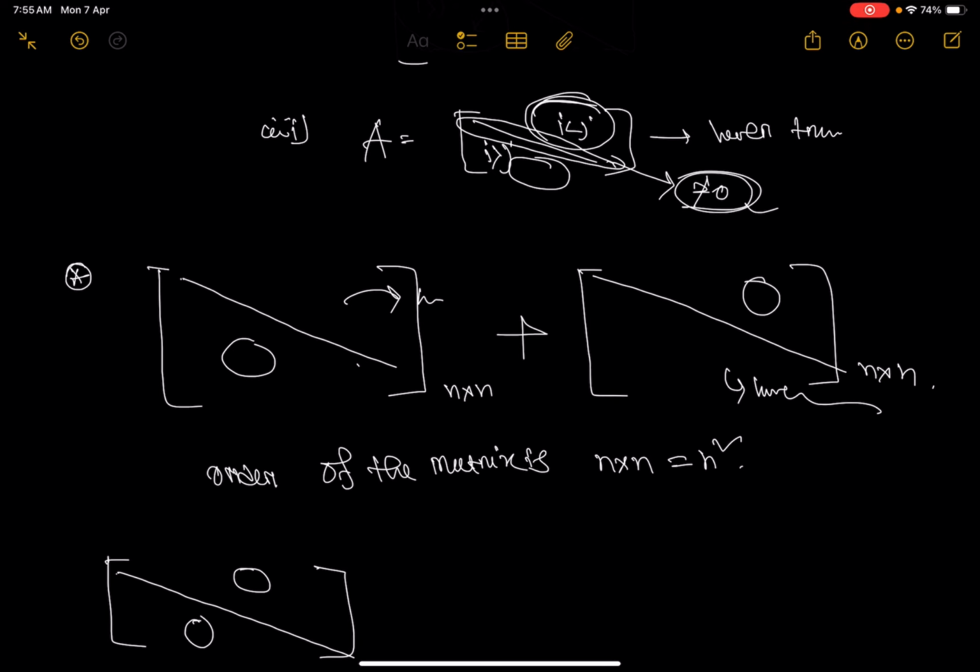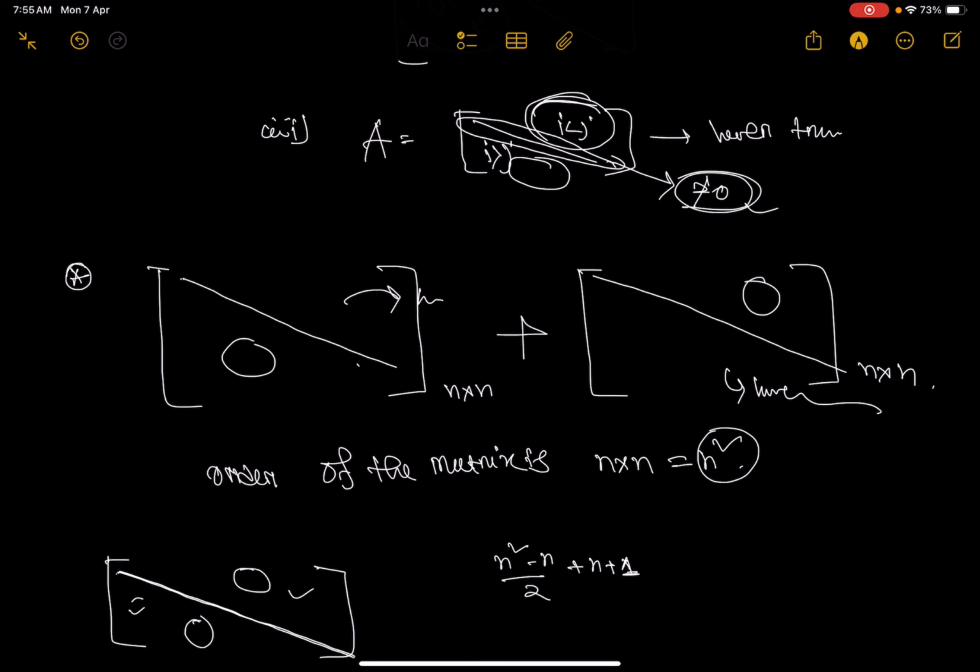So for this case, what is the maximum number of distinct entries? These n diagonal elements are distinct. The order is n square. Among n square elements, how many are distinct? N square minus n by 2, this is half region, this is half region, and also all these elements are 0. So this goes to n square minus n by 2 plus n plus 1.